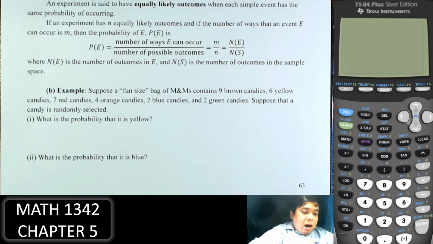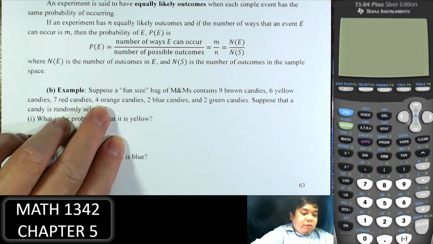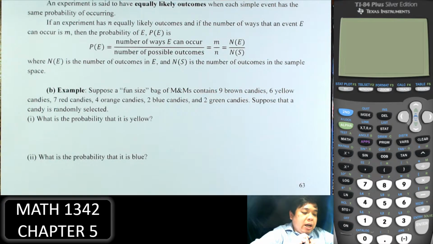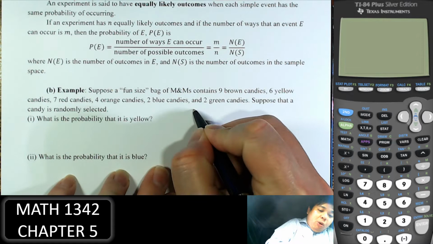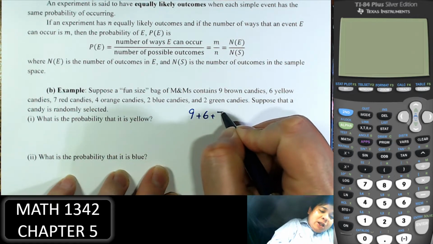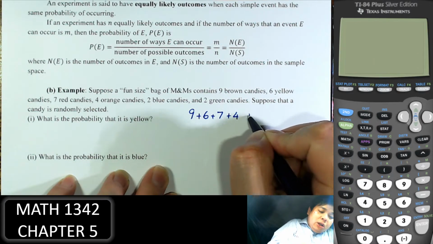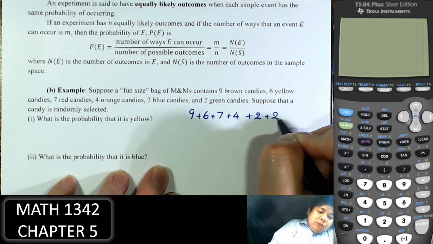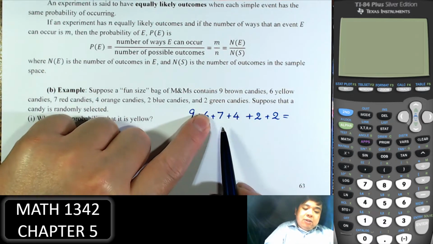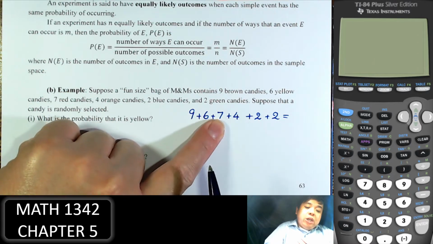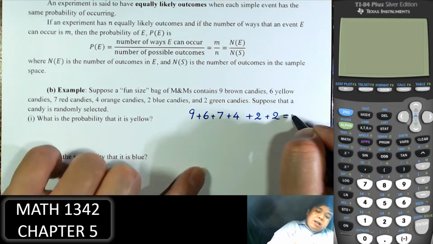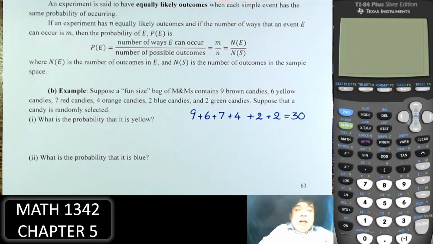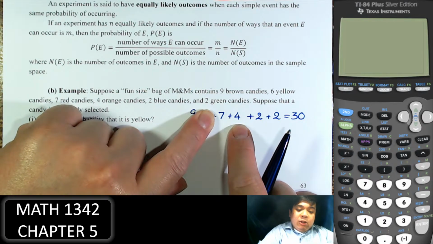Here is an example. Suppose a fun size bag of M&Ms contains 9 brown candies, 6 yellow, 7 red, 4 orange, 2 blue, and 2 green. And suppose that the candy is randomly selected. What is the probability that it is yellow, and what is the probability that it is blue? So we count. There are 9 brown, 6 yellow, 7 red, 4 orange, 2 blue, and 2 green. Alright, so that's 15, 7, that's 22, and 8, that's 30. So there are 30 in total, right? 15, 11, 26, yeah, 30.